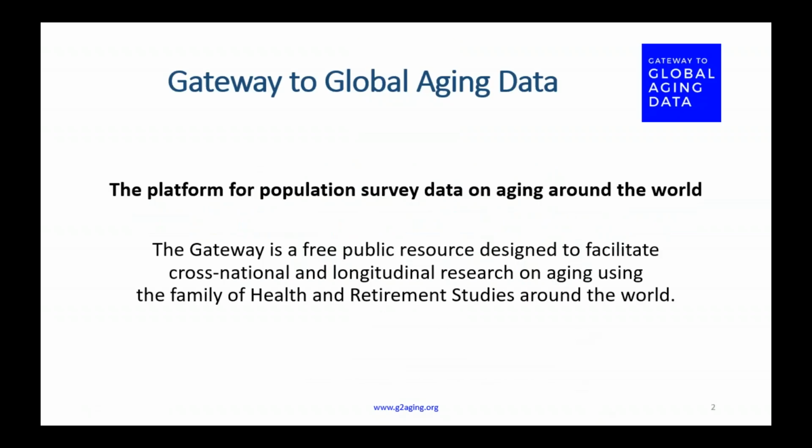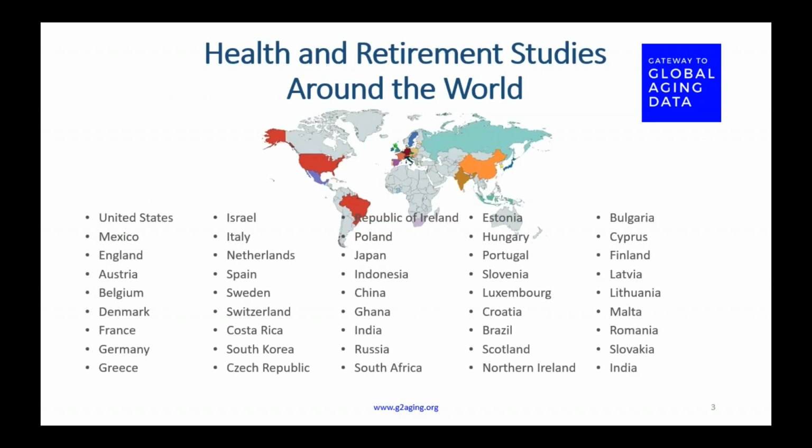So the Gateway to Global Aging Data is a platform for population survey data on aging around the world. It's a free public resource. We're funded through the National Institute on Aging, which is one of the National Institutes of Health here in the United States. And it's designed to facilitate cross-national and longitudinal research on aging using the International Family of Health and Retirement Studies. As I walk through today, I think you're going to get to know a lot more about health and retirement studies around the world.